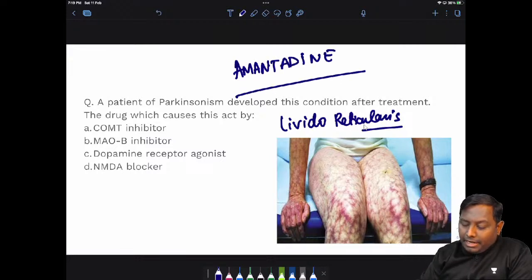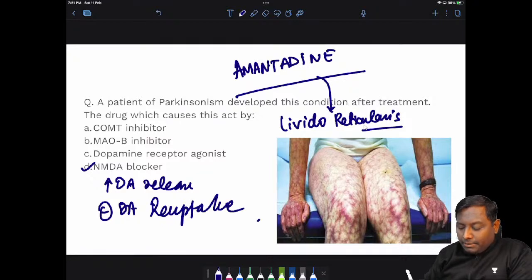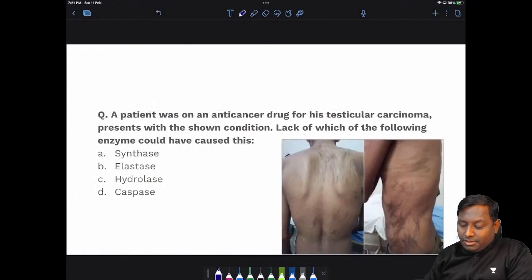नहीं, amantadine, what is the exact mechanism of action we don't know, but amantadine has shown to have some effect, like they can promote the dopamine release, inhibit the dopamine reuptake, and they also have NMDA blocking property, है ना. They are going to inhibit the dopamine reuptake and they also have NMDA blocking property. So D is the correct answer.